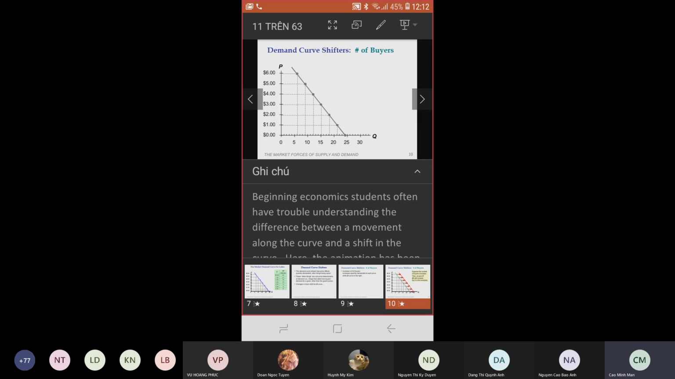Easy to understand and easy to agree with. For example, in the cafeteria of our school, even though the price of milk is the same, at the beginning of the school year, you agree with me? The number of students is higher. Demand is higher. Do you see that? Easy to understand.